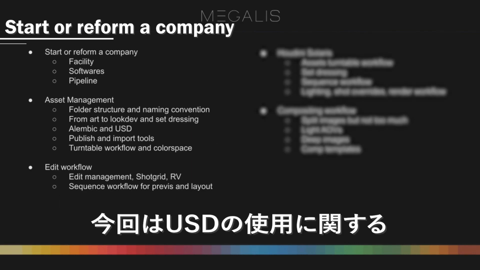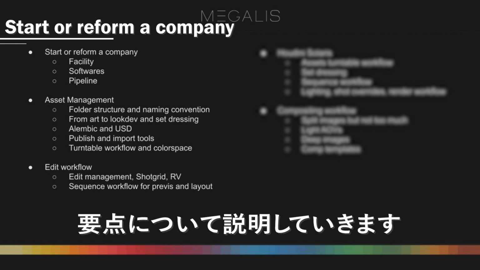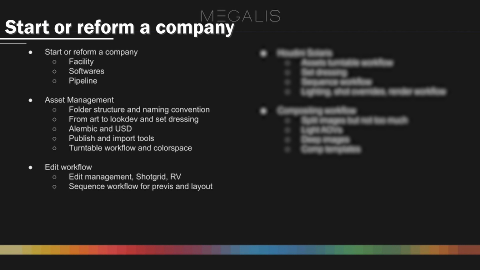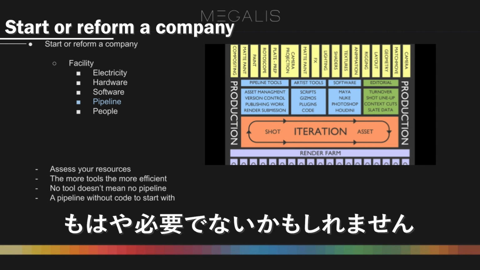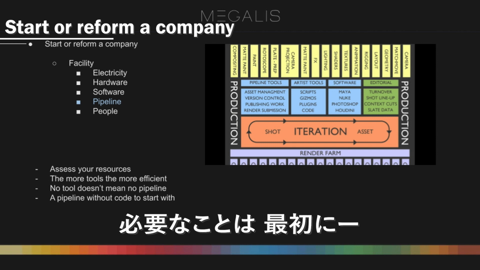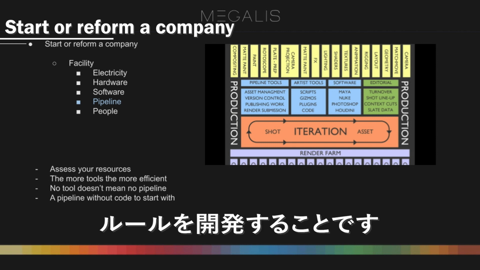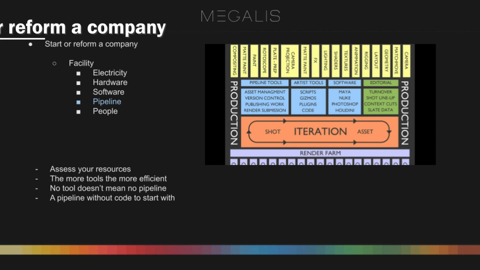We're going to talk about the main point, which is going to be about using USD. You don't necessarily need many developers. You may potentially not even need one. What you need first is establishing the rules of your pipeline.